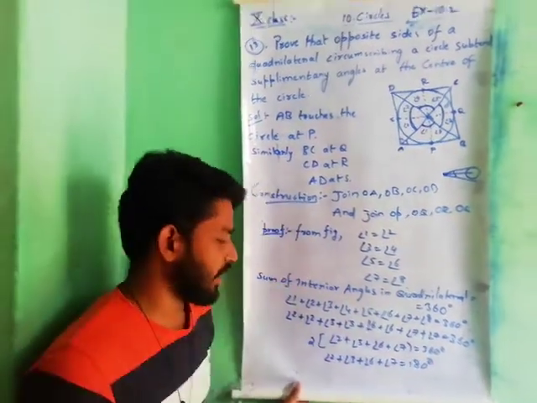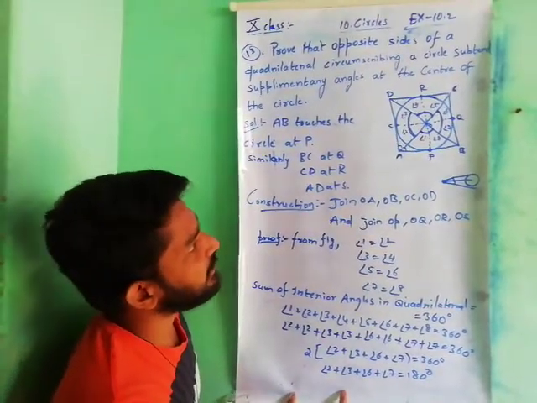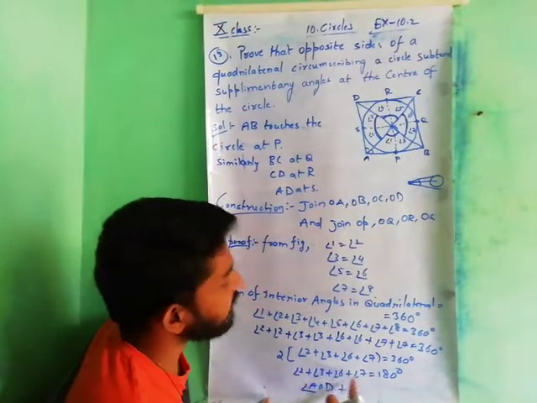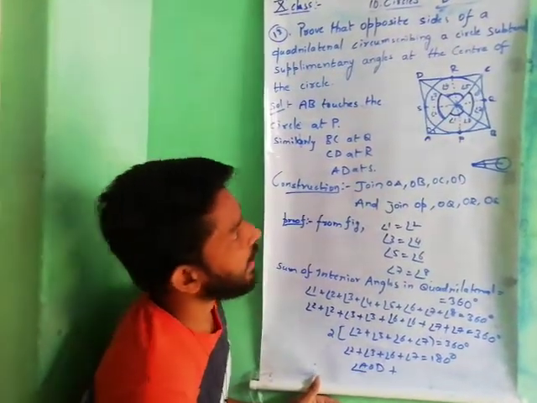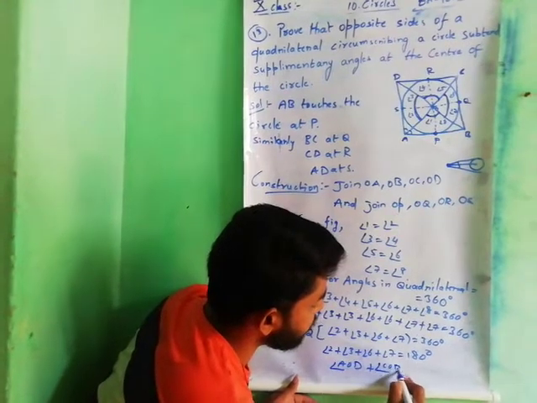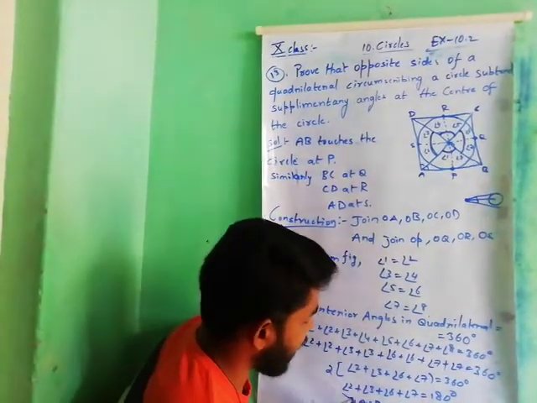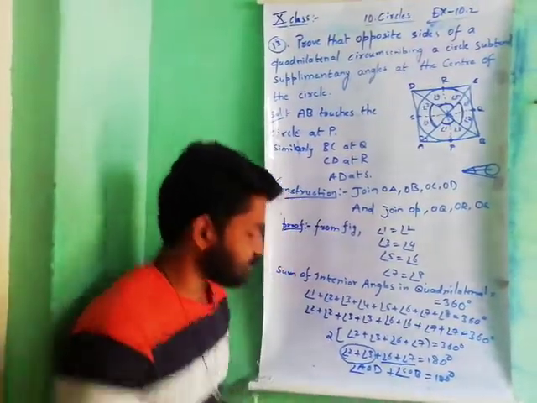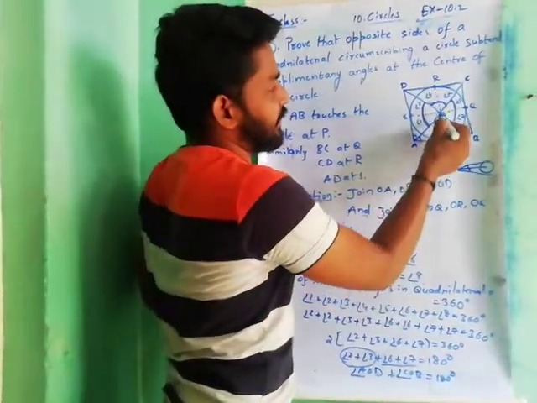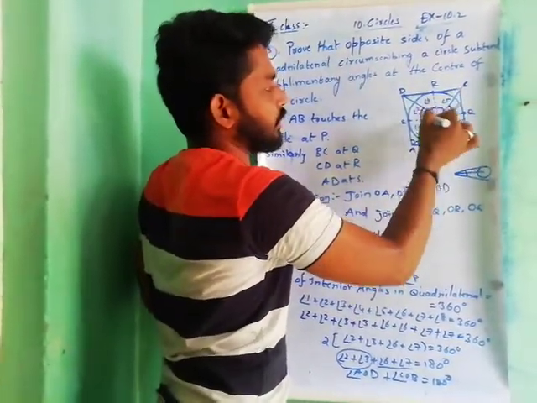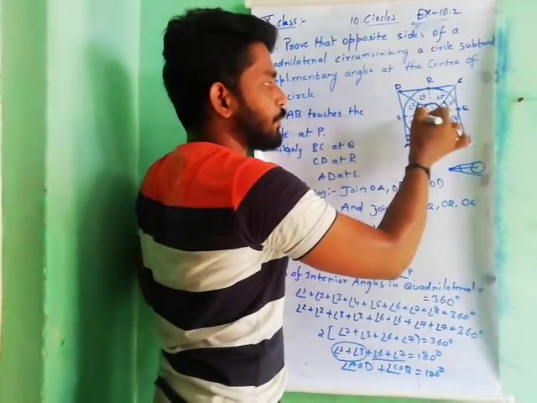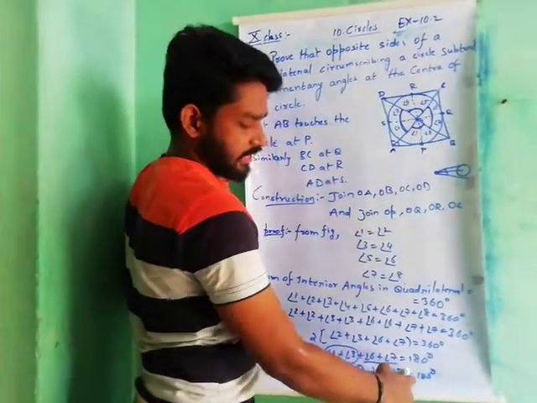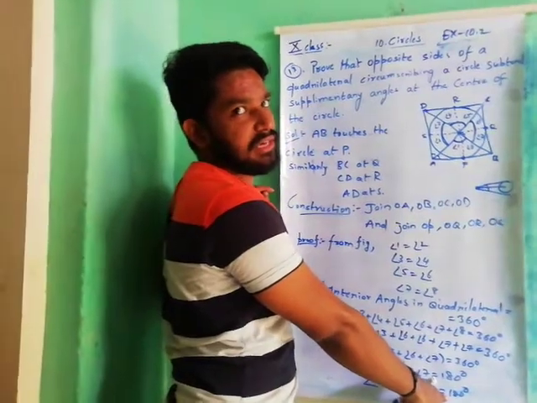By cancellation, 180 degrees. So angle 2 plus angle 3, meaning angle AOD, plus angle 6 plus angle 7 is equal to angle COB. Angle COB is equal to 180 degrees. Here angle 2 plus angle 3 is angle AOD. Angle 6 plus angle 7 is angle COB. So see, angle AOD and angle COB, the two are opposite. So the two opposite sides of a quadrilateral subtend supplementary angles at the center of the circle. Supplementary means 180 degrees. Understand?